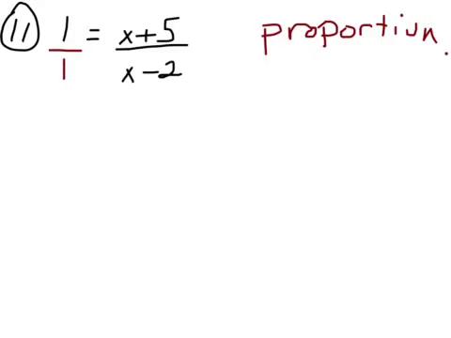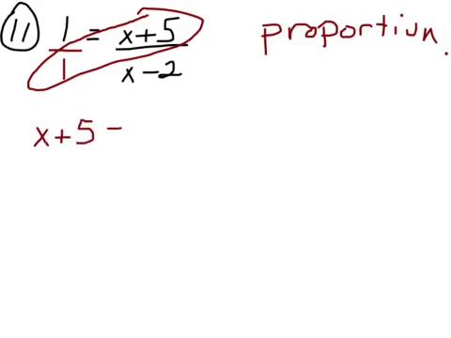So if I cross multiply, since it's a proportion, that's how I'm going to solve it. 1 times x plus 5, 1 times anything is just itself, right? And let me cross multiply the other diagonal. 1 times x minus 2 is just x minus 2. Okay, let's look at what's going to happen to our answer.